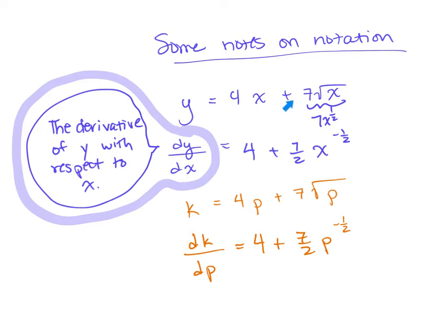So I wrote the exact same equation, except with k's and p's instead of y's and x's. And so the derivative here would be the derivative of k with respect to p. Same idea. And if you wanted to replace this k with a picture of a cactus, you could. It doesn't matter. You just need to be consistent. If you have a k here, you're going to have a k here. If you have a p here, you're going to have a p here, etc.